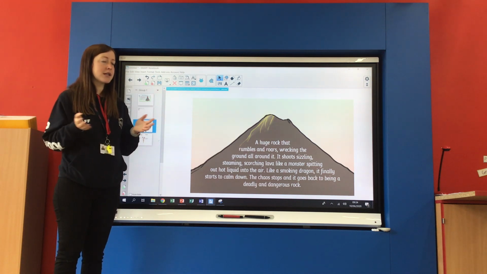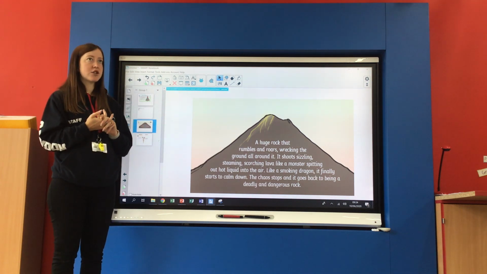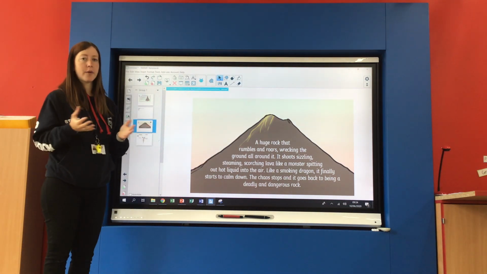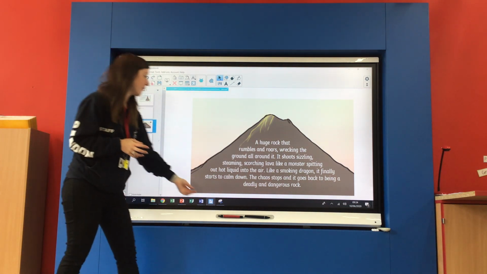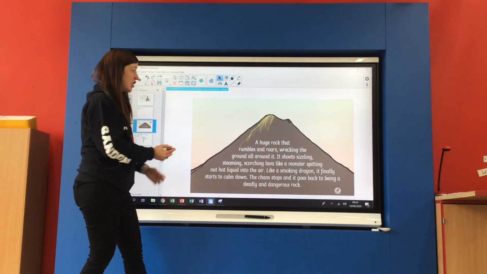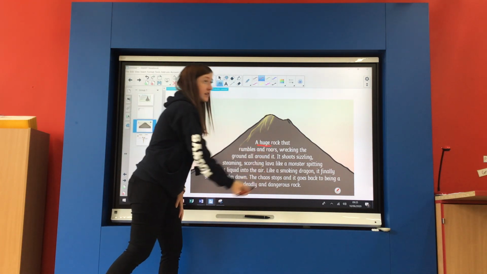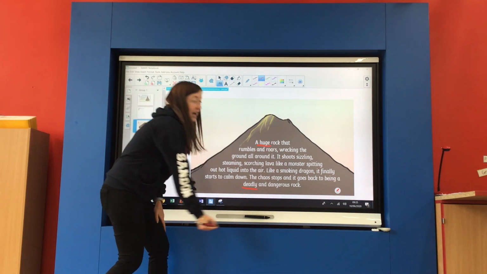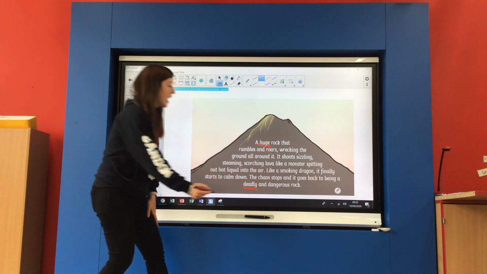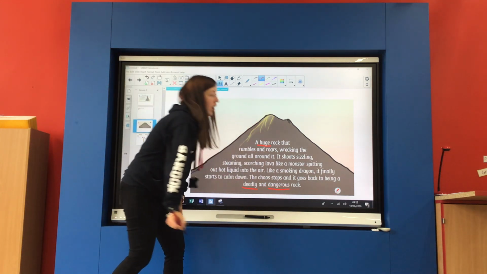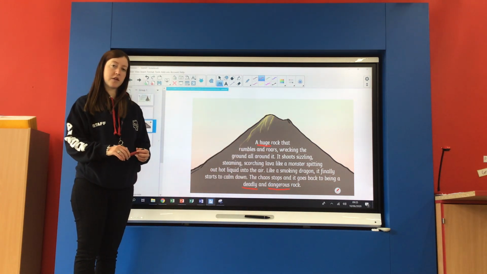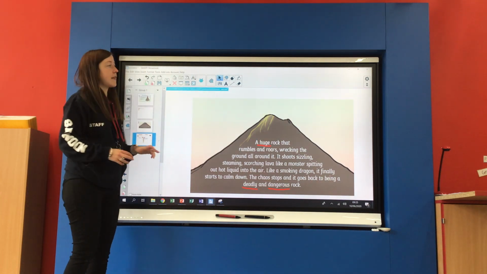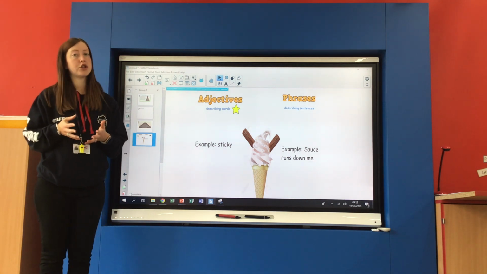Did anybody spot any adjectives, any describing words that have been used to describe the object of the volcano in this shape poem? Miss Burrows spotted huge. That's describing the volcano. Deadly. That's an adjective describing the volcano. And dangerous, another adjective describing the volcano. So today, you're going to gather some adjectives that you could use in your shape poem.